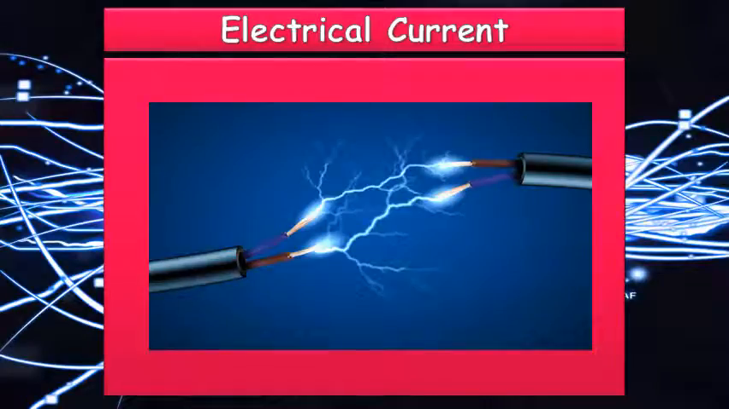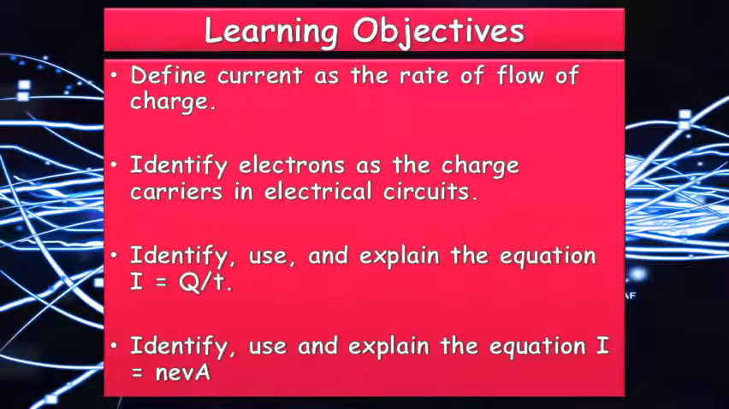So welcome back, Level 2 Physics, and we're continuing on with our direct current in circuitry. We're now looking at electrical current, which we briefly touched on in the last lesson. So this lesson has 4 learning objectives.